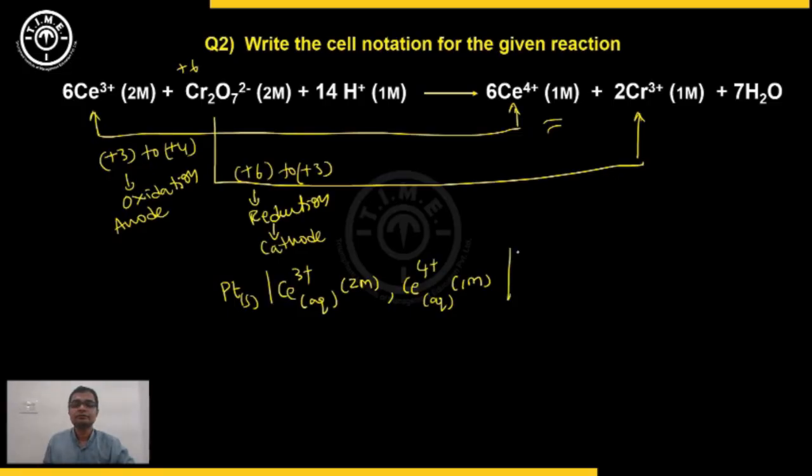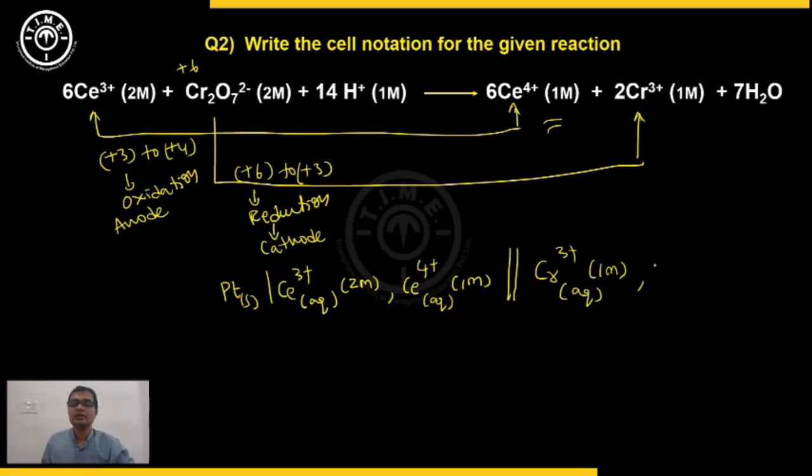Next, two vertical parallel lines. Now what is happening here? Here Cr2O7 2 minus is reduced to Cr3 plus. Here acidic medium is added to the dichromate ion. So what you have to write here, Cr3 plus first. Mention its physical state, that is aqueous, and its concentration 1 molar.